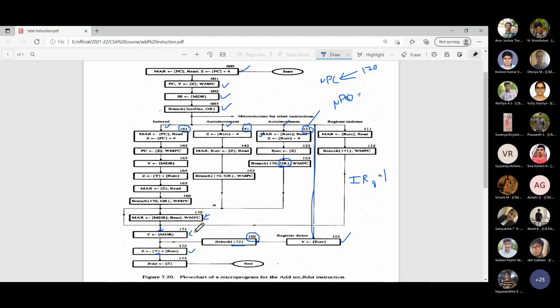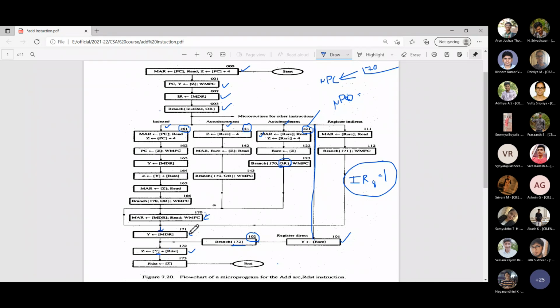Where should we jump to? Already 170 is loaded. Now you are bitwise changing based on whether it is a direct or indirect condition. The 8th bit of the instruction register indicates whether it is direct or indirect. I hope this much is clear. First you load 170 into the mu PC. Then you check the 8th bit of the instruction register. Based on that, you decide whether to jump directly to 170 or to 171.